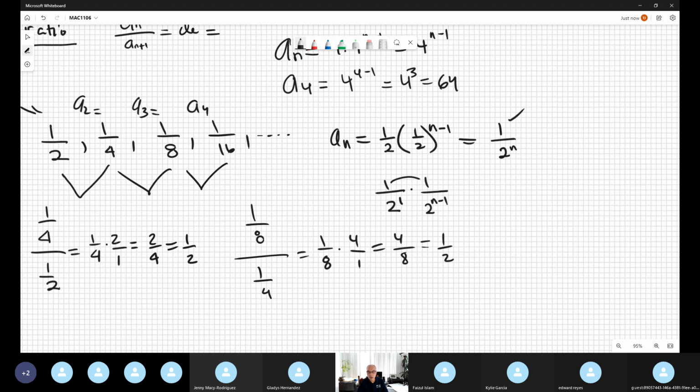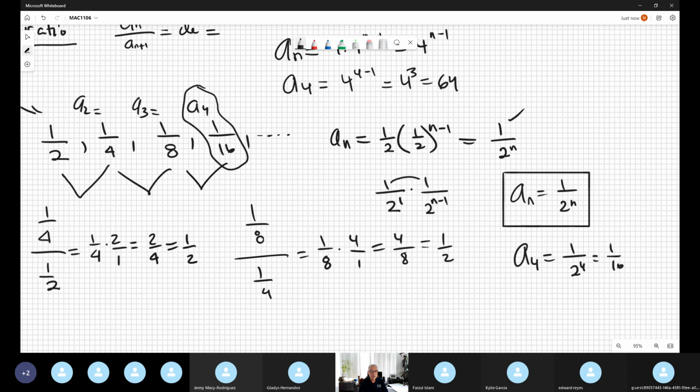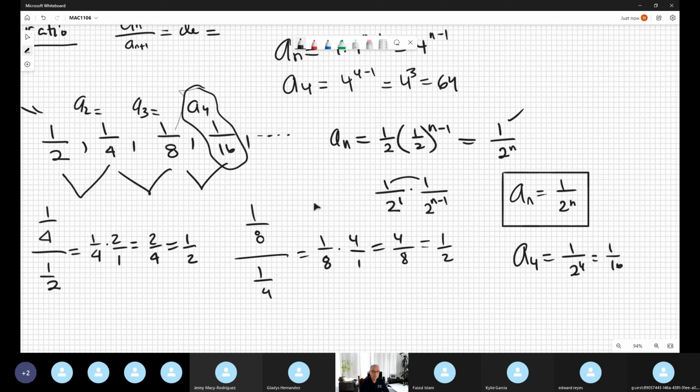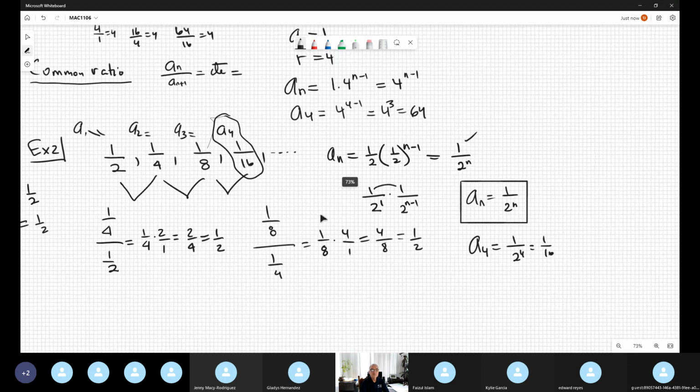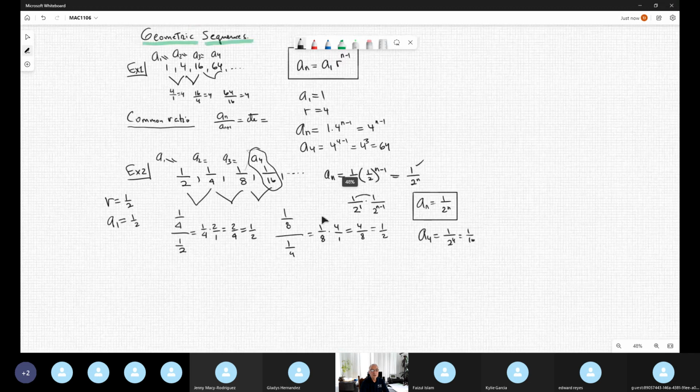And this is a formula que generate any number. Suppose I pick arbitrary n equal 4. A sub 4 is 1 over 2 to the 4 power. 2 to the 4 power is 16. Bam, it's this guy. Cool? Geometric sequence.